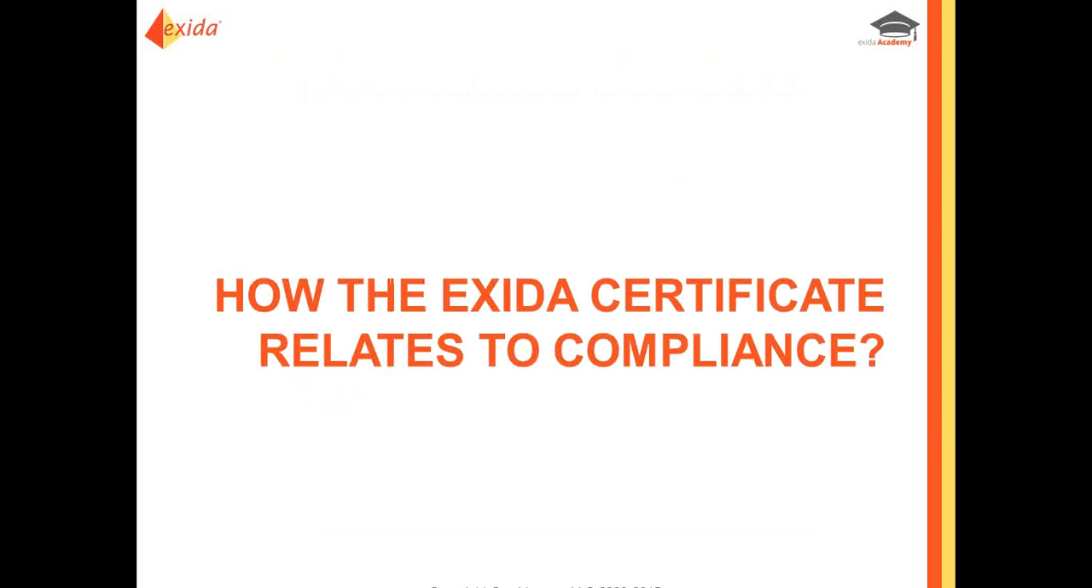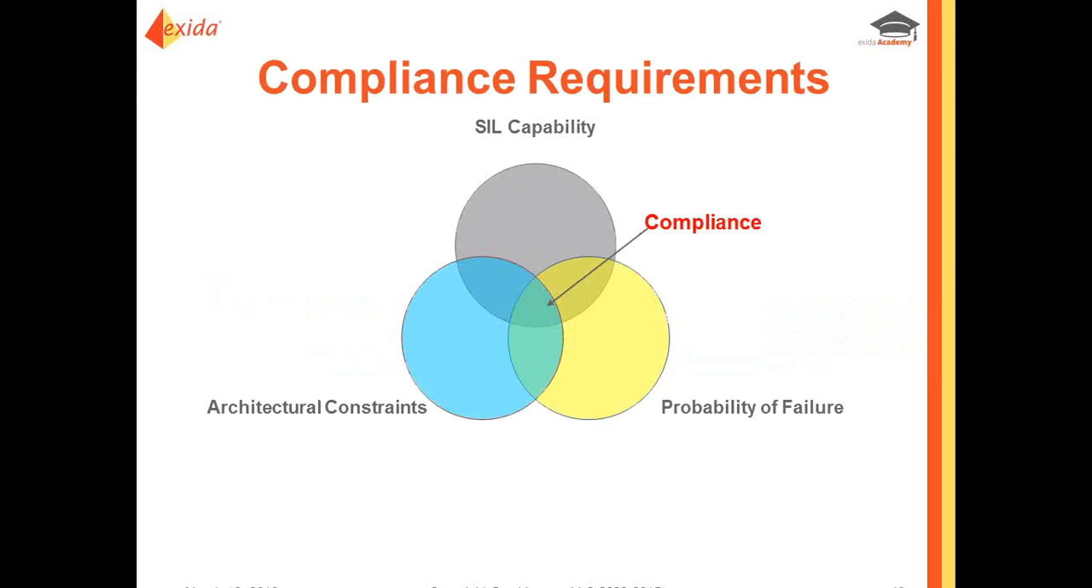So how does the Exida certification relate to compliance? You went through this whole process. Why does this really matter? Well, when you're talking about IEC 61508, compliance is broken up into 3 sections. And to be compliant with IEC 61508, you must meet all 3 portions. You have your SIL capability, your probability of failure, and your architectural constraints. When you put all 3 together and you have a happy marriage in the middle, that's where you get complete compliance.